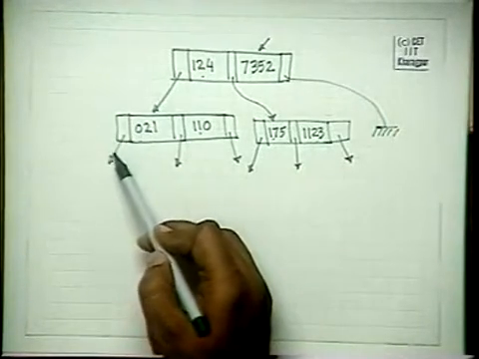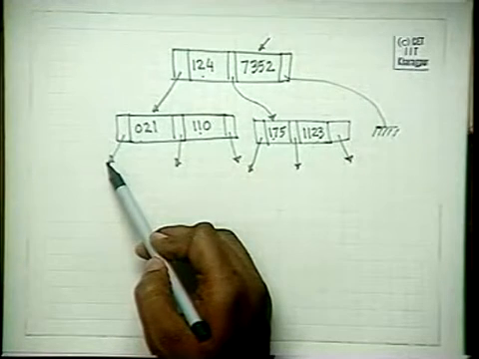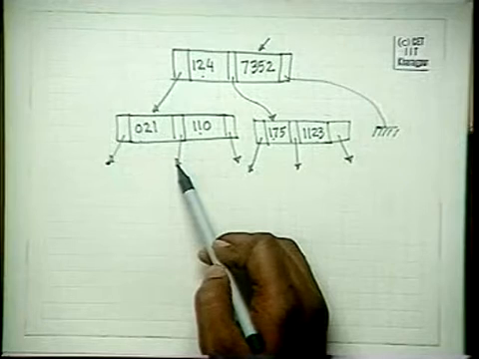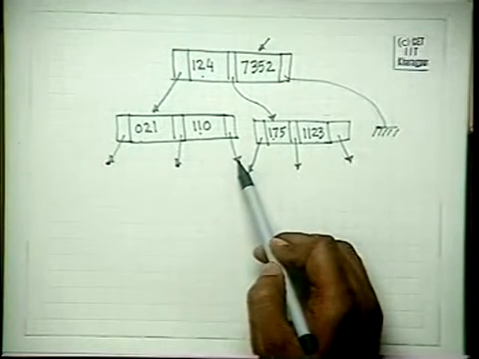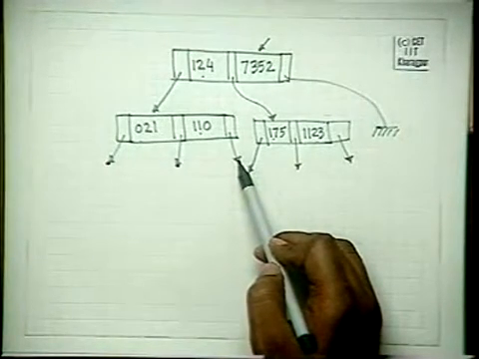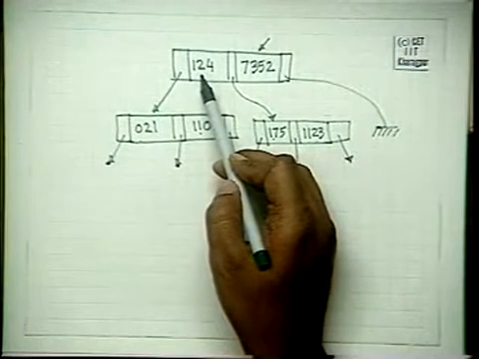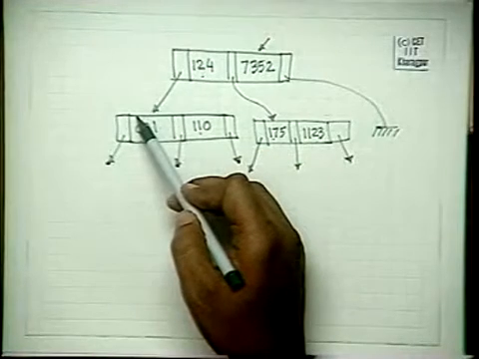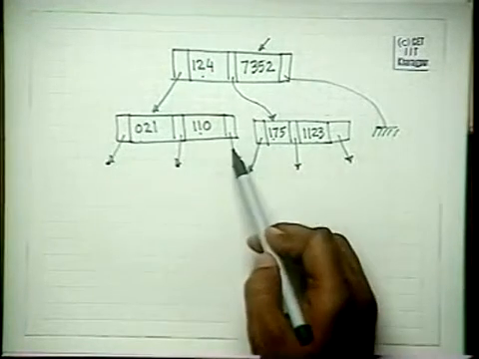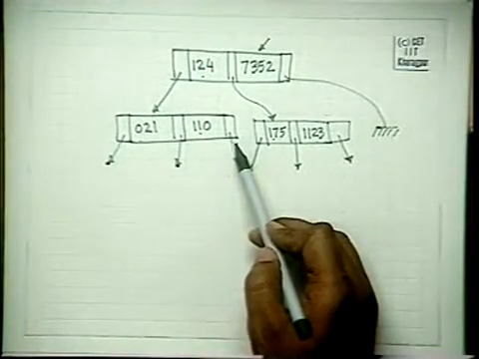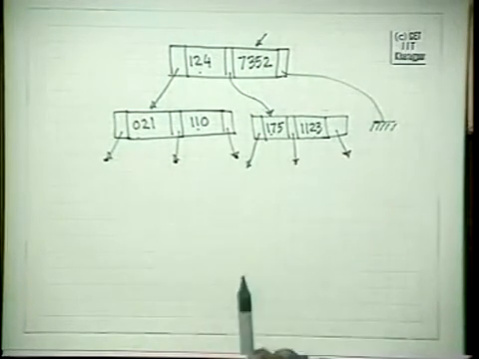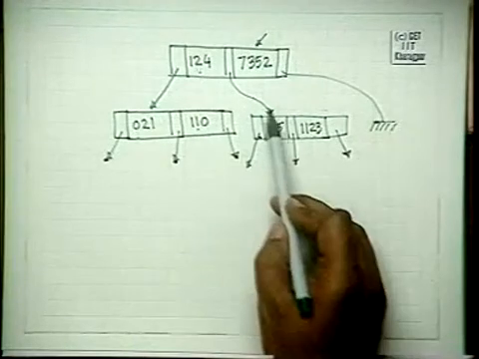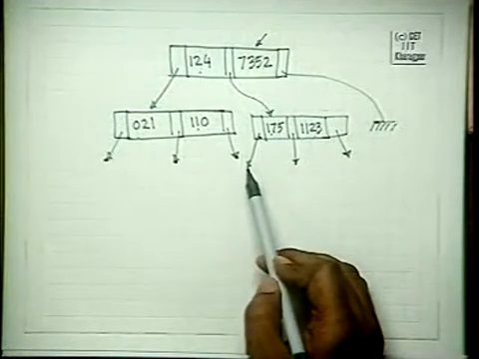Here it says this points to those records which are less than 21. This is greater than or equal to 21, less than 110. This is greater than or equal to 110, but obviously less than 124, because this side itself is less than 124, all of them. So even if it is greater than 110, it must be less than 124 by definition. Here it is greater than or equal to 124 because it comes from here, but it's less than 175.